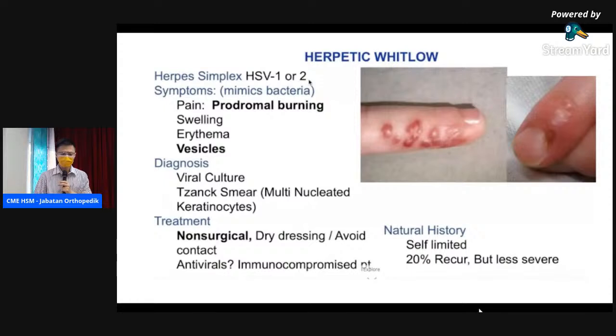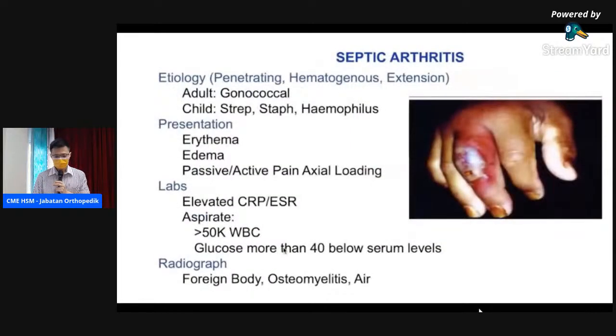But this need not be treated surgically, because any surgical intervention to this viral lesion can lead to more infection, secondary infection we are talking about. So this is a self-limiting infection, and some will say antiviral in immunocompromised patients, but that's not what I practice, lah.